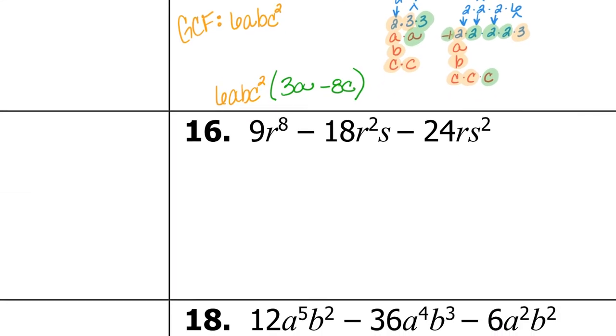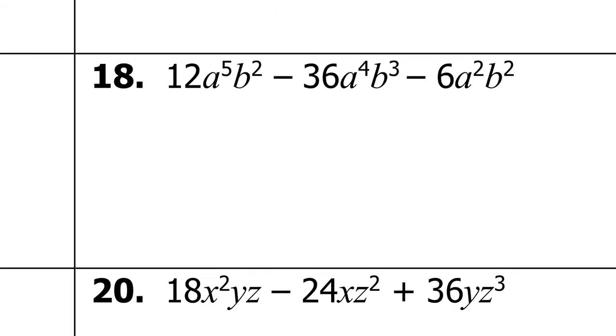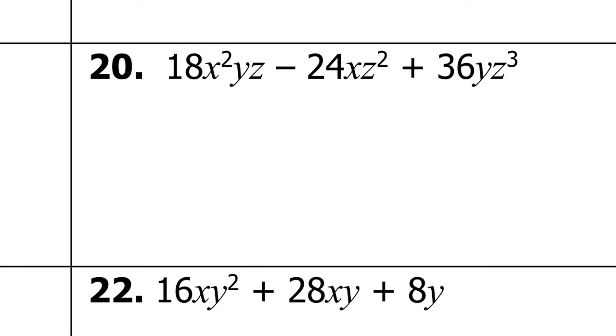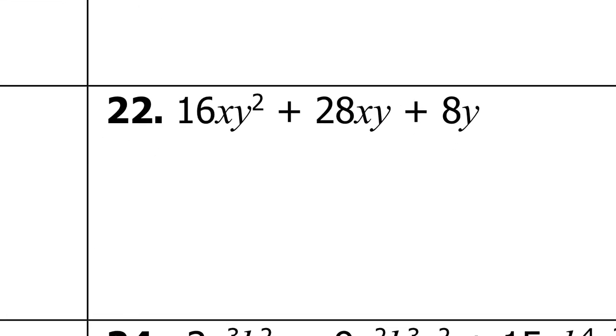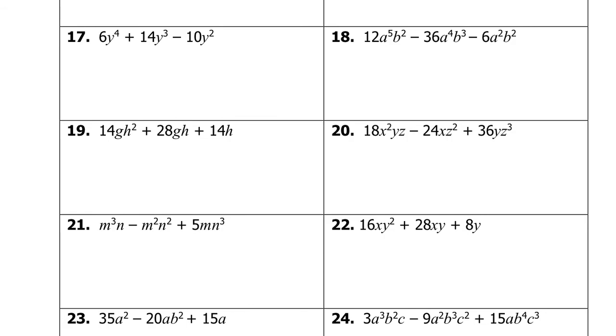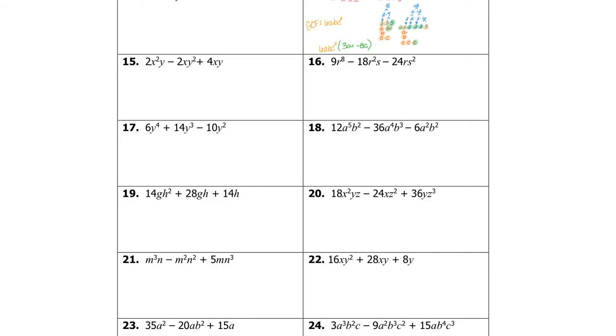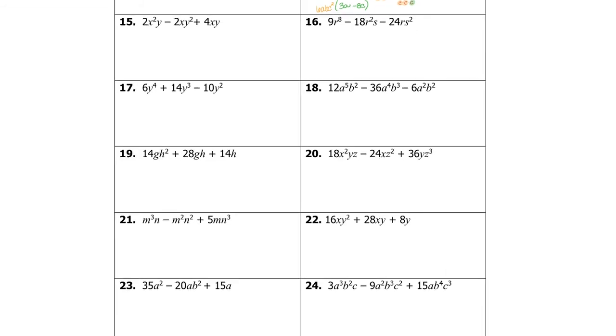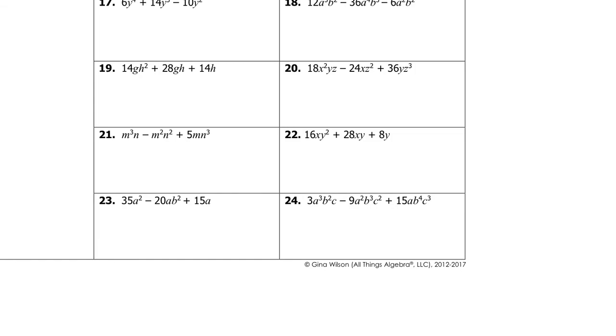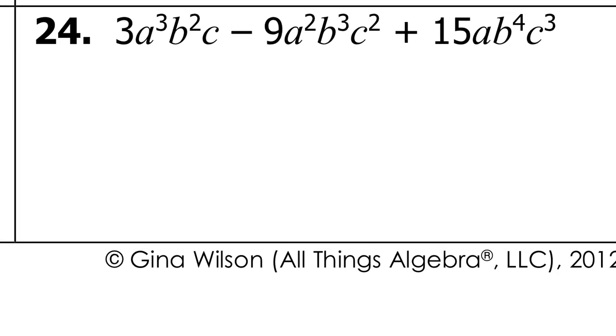It works for questions like number 16, number 18, number 20, 22. All of this back page works and functions exactly the same. You just find what they have in common and take it out. So looking through here, I think they all look good. I want to close out with number 24 because that looks big. It looks scary. There's a lot going on here, and it just makes for a really good last question for the video. So checking out these coefficients.